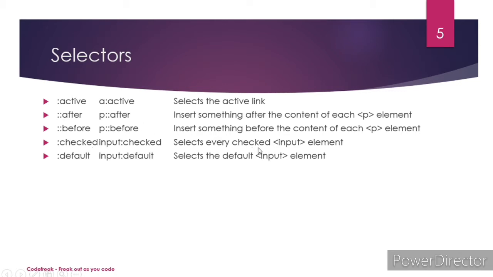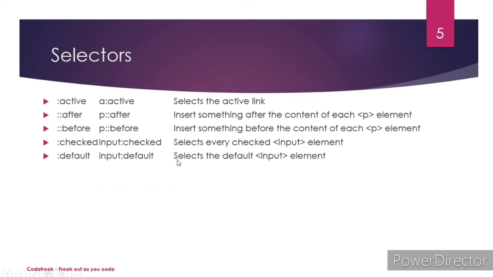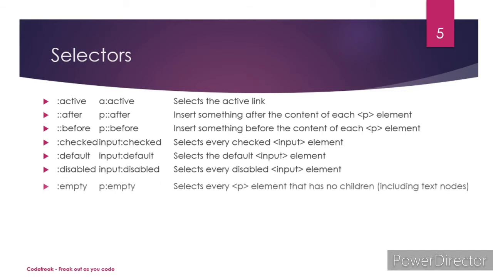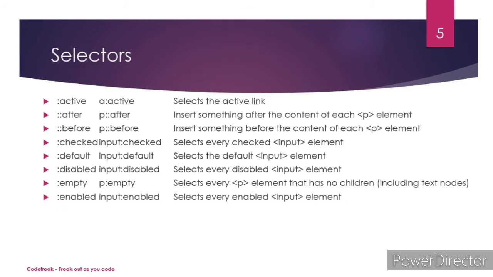So checked selects all the checked input elements. You have the radio button, and you even have a checkbox, which we have not done in the HTML course, but you can check it out on the internet. And then we have default, which selects the default input element. Let's see some more. So you have disabled, like you have active, it selects all of that. If a p element is empty, it selects all p elements that have no children, including text nodes. So now you have enabled, disabled, all of them.